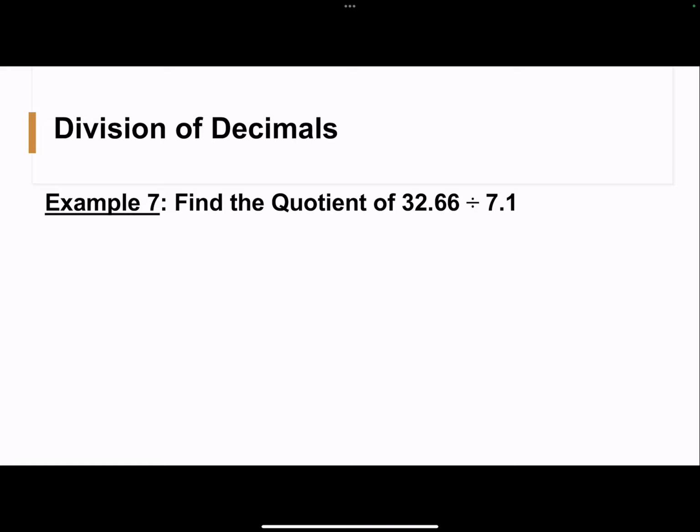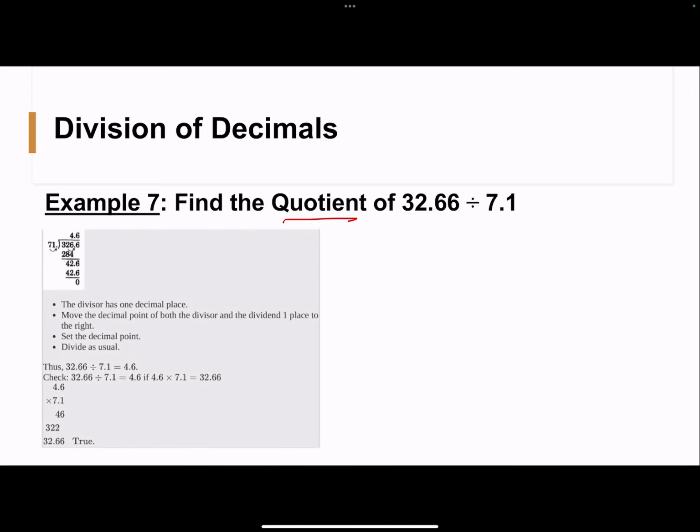Okay, so let's look at this example. We're going to take 32.66 and divide by 7.1. We're going to find the quotient, the answer to a division problem. You'll see that on the outside, the 7.1, our divisor, has 1 decimal place. So because 7.1 has 1 decimal place, I have to go inside and move that 1 decimal place as well. And wherever that decimal point lands, that's where it's going to land up here. And then you just divide as usual.